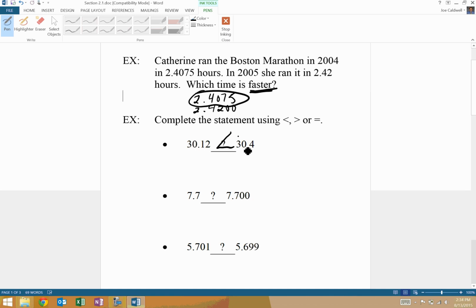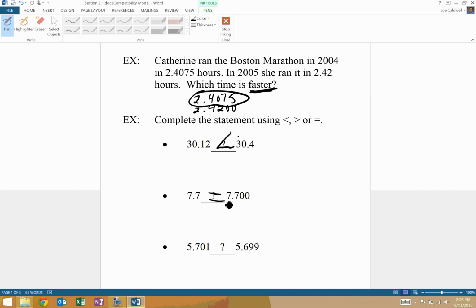All right, so 7.7 or 7.700. Remember, zeros at the very end of decimals, with nothing after them, have no value. So basically those are both 7.7. Those are equal. Those are the same number. So again, we go down the list of decimals until we find a difference, and we see which number is bigger, and that makes the decimal bigger.